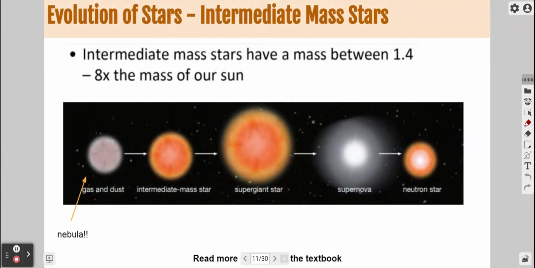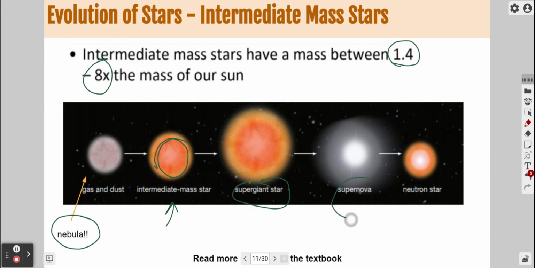Then we have intermediate mass stars. So these have about 1.4 to 8 times the mass of our sun. Sorry, not Earth, sun. So bigger than our sun, obviously. Again, they still start as a nebula. And then you have your intermediate mass star. And this is where your star is doing its fusion reaction. And then it turns into a supergiant star, a supernova, and then a neutron star.